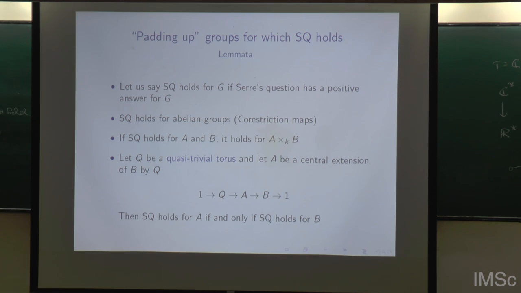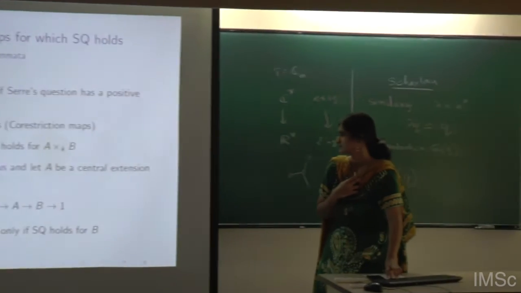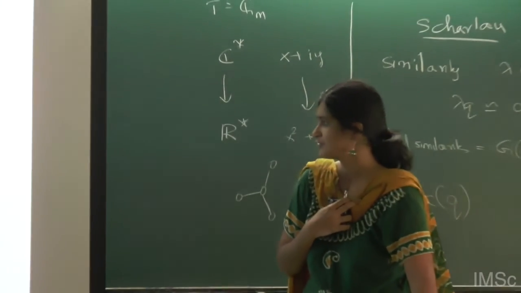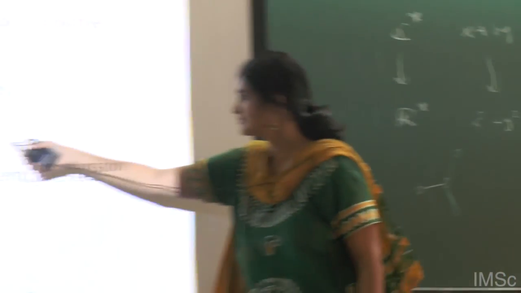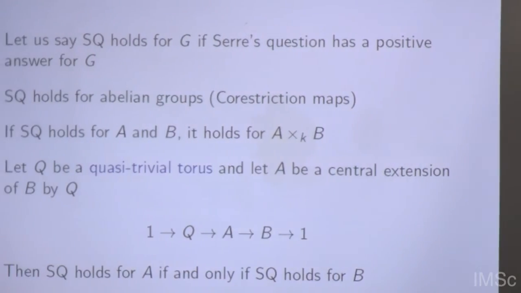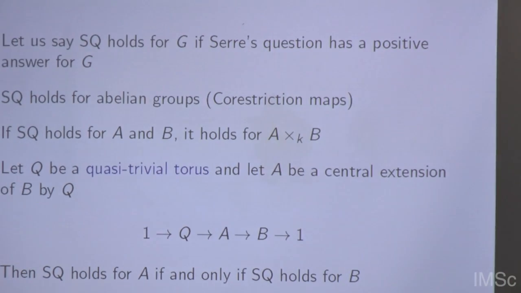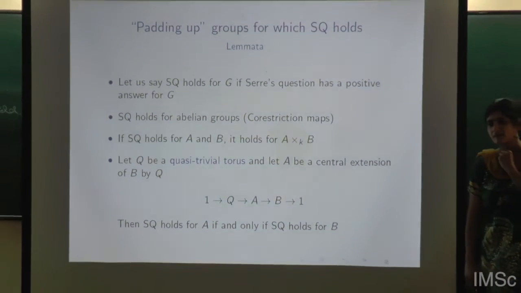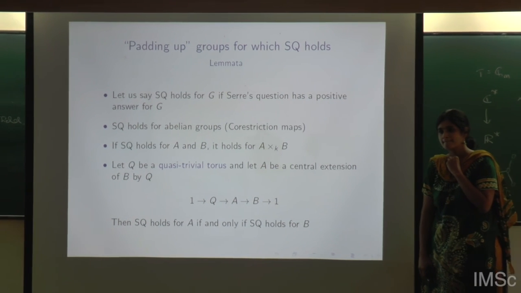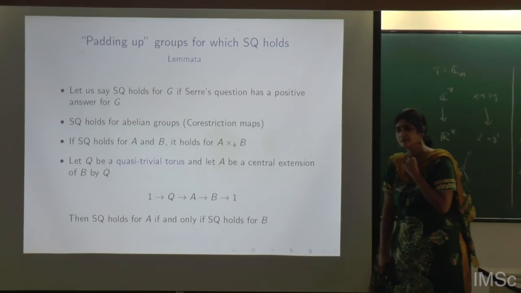But I don't know what happens if you have G_a and all. Yeah, the nilpotent one, yeah.